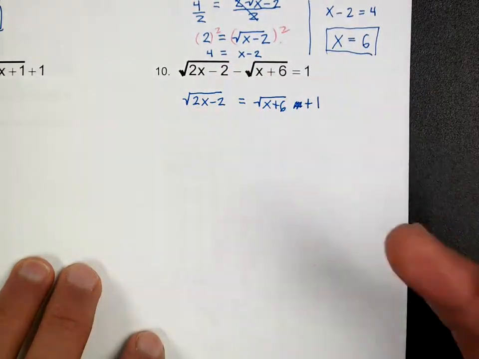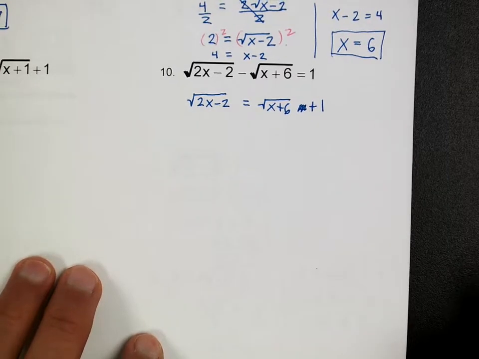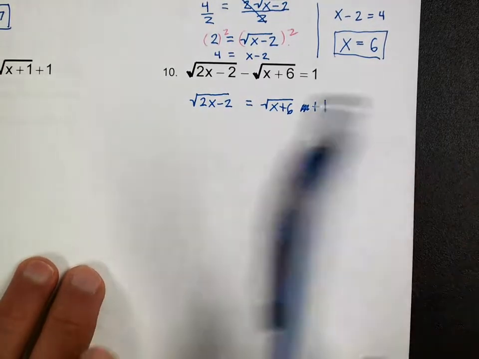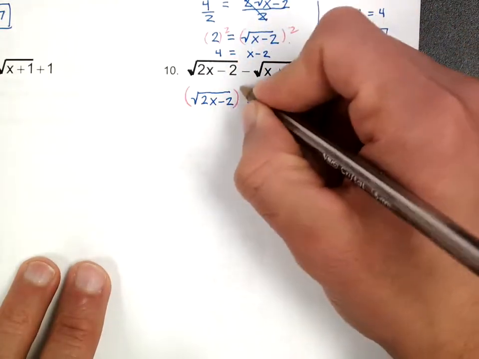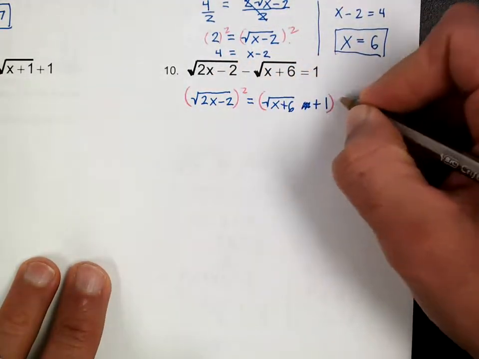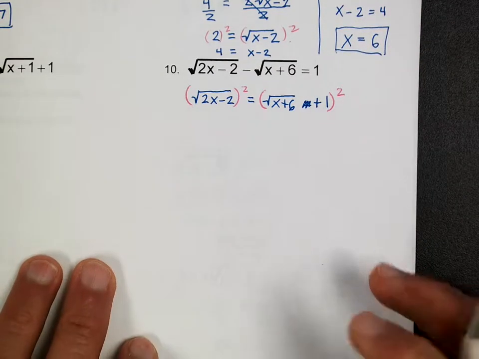Now, how do I know that? I cannot isolate the radical. There's two of them, first of all. All right, so I cannot isolate the radicals. So I'm going to start off with that, and I'm going to square both sides. So I want to have a radical on one side and a radical and a number on the other. Okay? That's basically what you're aiming for when you see a question that looks like this.